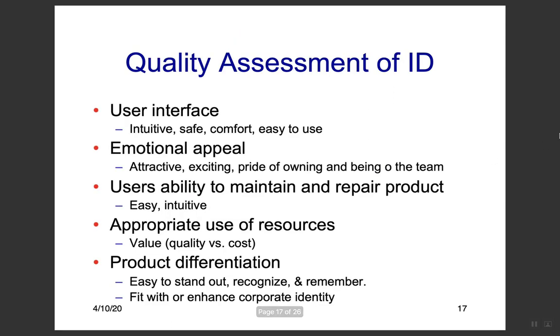Okay, and so now the question is how we do assessment to see whether this concept of product has fulfilled the industrial design. Of course, we use ergonomics and aesthetics. This is a combination. So the first one is user interface.